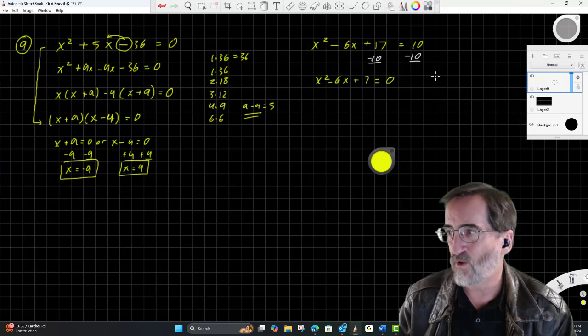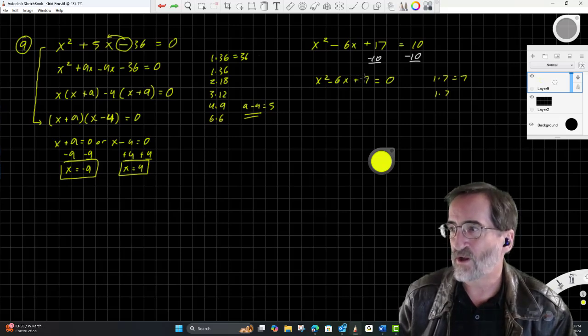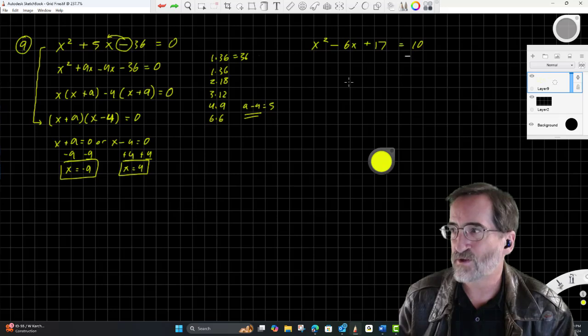Now think, 1 times 7 is 7. Factors of 7 are 1 and 7. That's really it. We need factors that add to... Oh, wait a minute. Careful here. We got a problem. This one has no solution. I need to change the problem here. I need this to be a negative 7. So I'm changing the problem, because otherwise there's no solution.